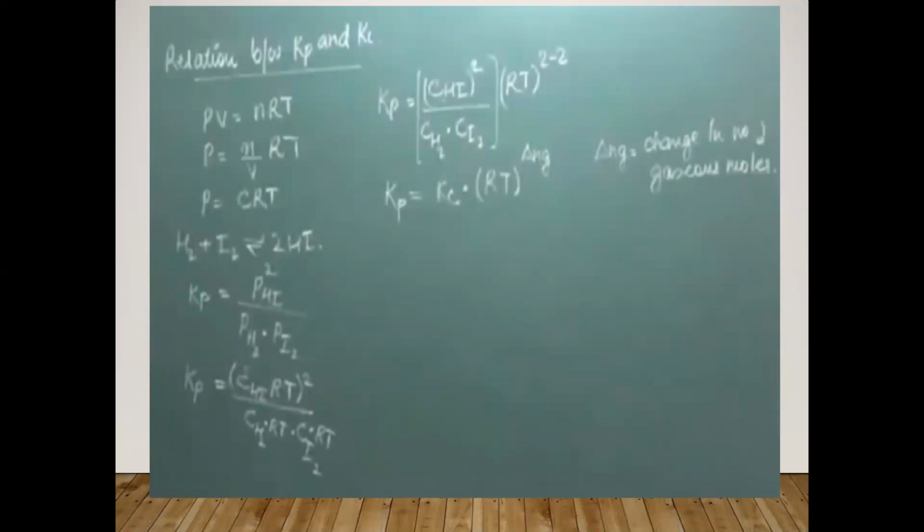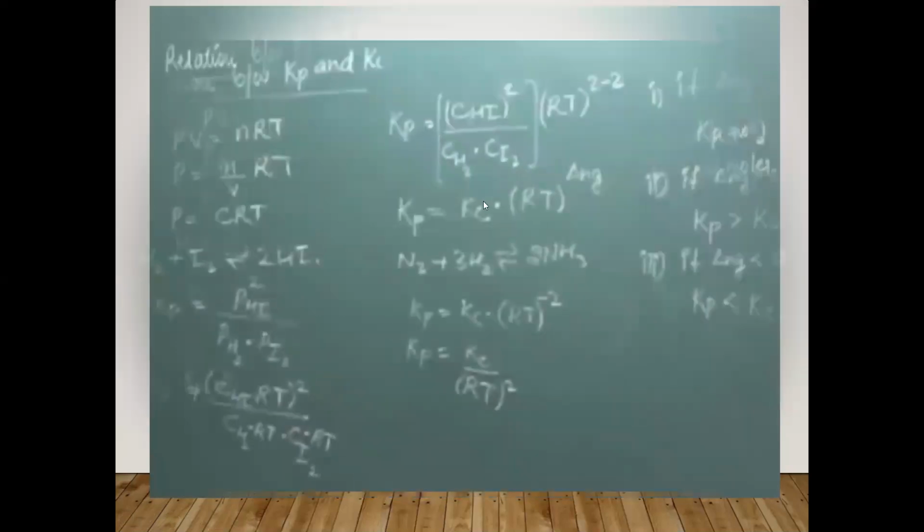So Kp, and this is what? If I calculate the equilibrium constant in terms of concentration, I write it like this only: the concentration of product upon the concentration of reactant. So this is actually Kc for this reaction. So I can write Kc here, because Kc is equivalent to the concentration of product upon the concentration of reactant, and RT I have written. And what I have done is subtracted the gaseous moles of reactant from the gaseous moles of product. In thermodynamics we have studied that the gaseous moles of product minus gaseous moles of reactant is equal to delta Ng. So in place of this, I can write delta Ng here.